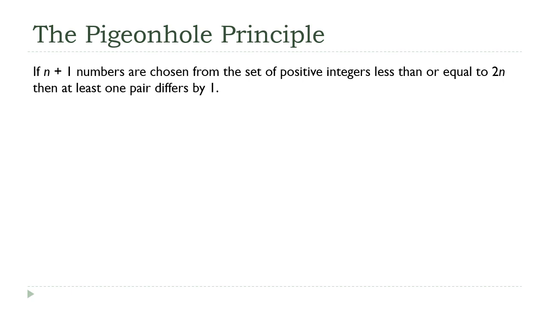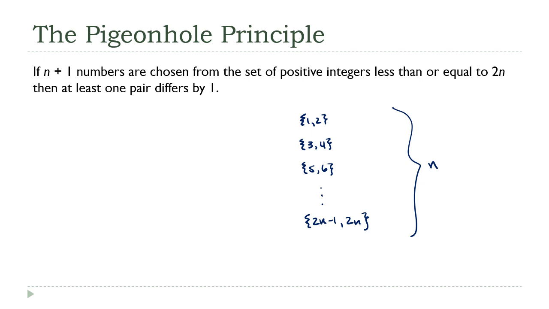Take the numbers from 1 up to 2n and pair them up. I'm going to put 1 and 2 together, 3 and 4 together, 5 and 6. Notice how each of these pairs differs by 1, right? Then I'm going to go down to 2n minus 1 and 2n. The first thing I want you to notice about this list is there are n pairs.